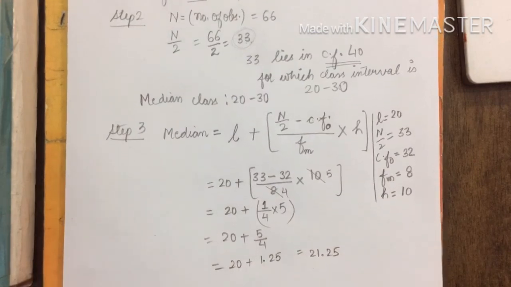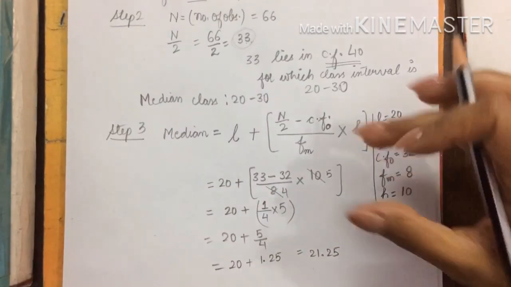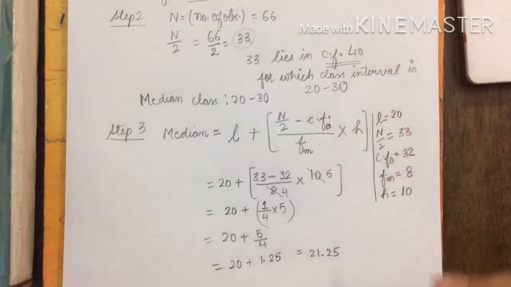So this is how you find out the median for grouped data using this formula, and most importantly cumulative frequency, which helps us avoid listing the observations in order.